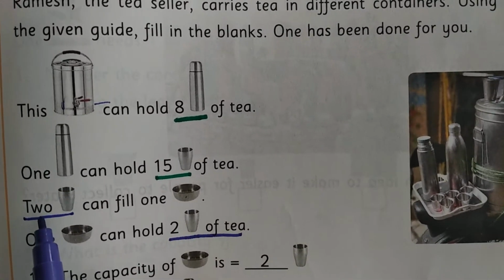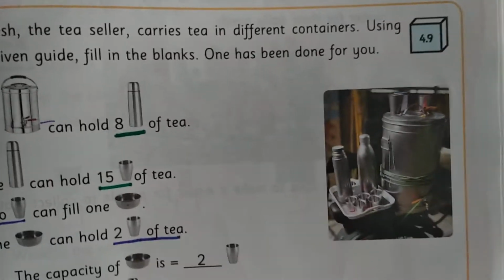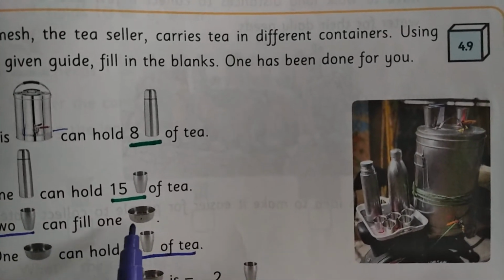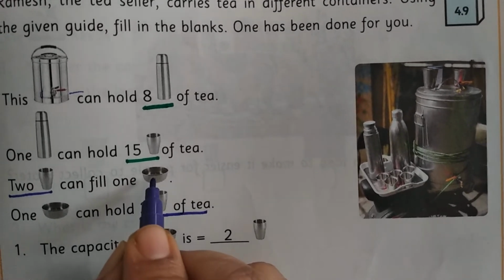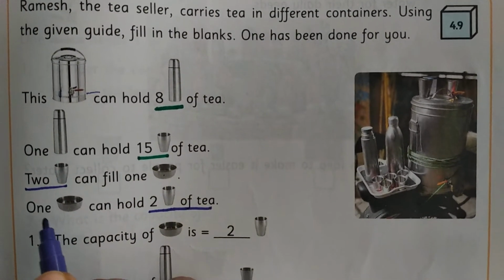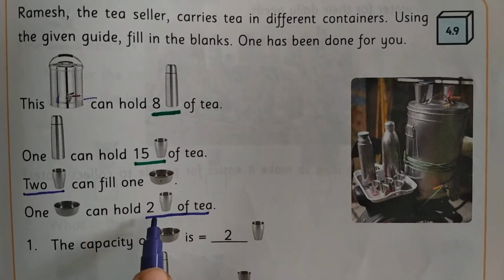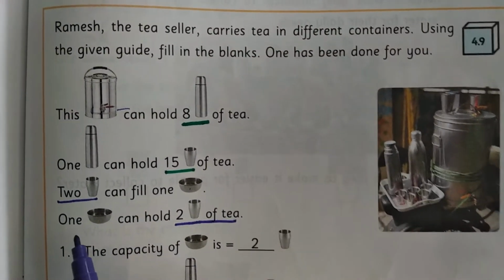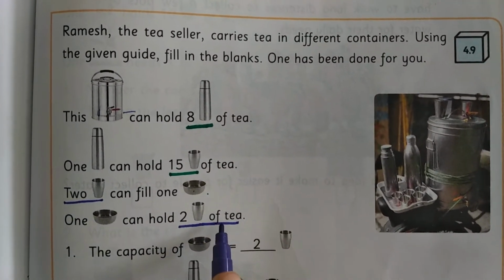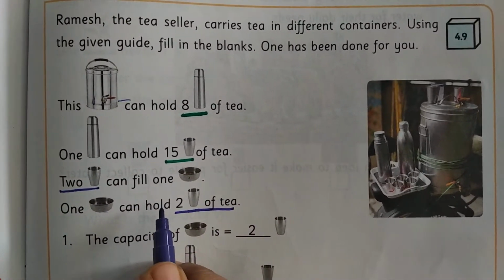Now see here, 2 glasses can fill one bowl. So if you pour 2 glasses of tea in this bowl, it will be filled fully. Now one bowl can hold 2 glasses of tea. So this is the vice versa for these two. 2 glasses can fill one bowl, and one bowl can hold 2 glasses of tea. So both these sentences represent the same thing.